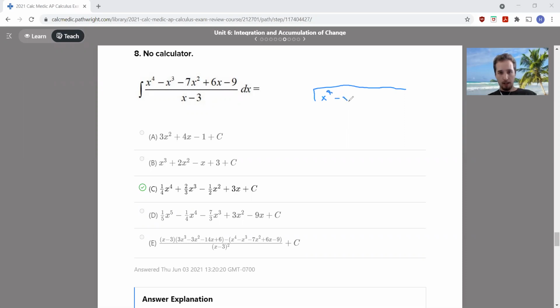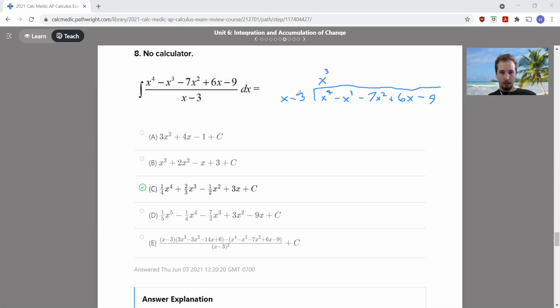x to the fourth minus x cubed minus 7x squared plus 6x minus 9. It's so long that my long division wasn't long enough. And we have an x minus 3 on the outside dividing this long function. Okay, so how do I make an x into x to the fourth? Well, x times x cubed gets x to the fourth, right?